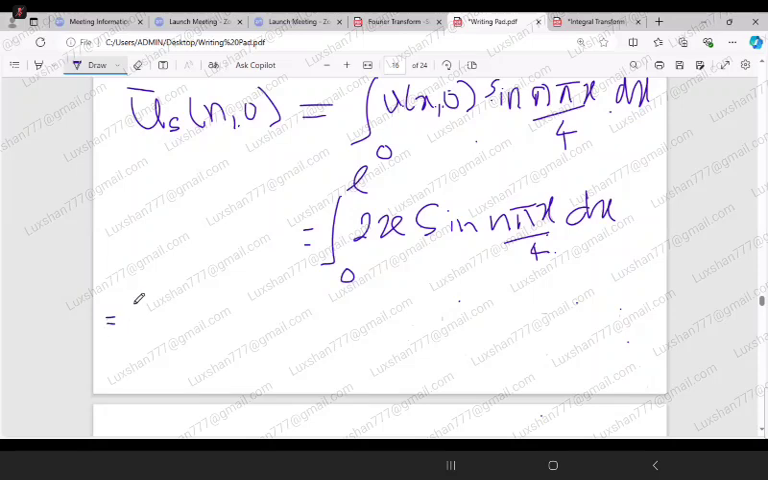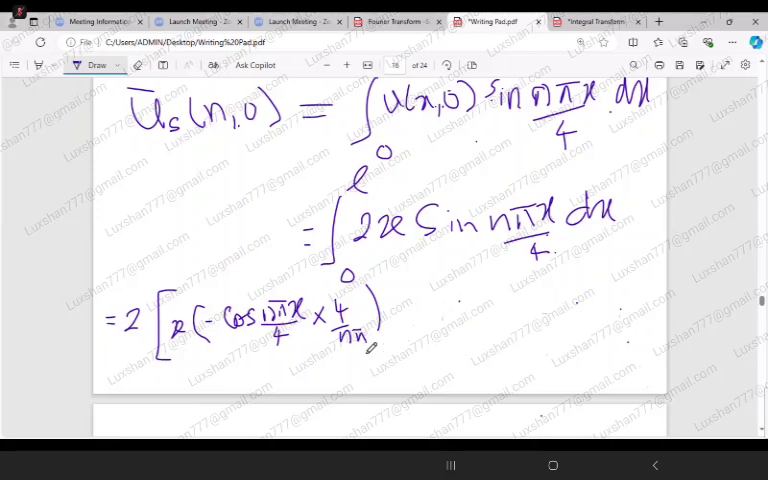So this is equal to 2. I'm taking 2 out. Actually, this is the Fourier sine transform of 2x. So that is equal to first function x into integration of the second function. So integration of the second function is minus, sorry, writing by mouse is a very difficult thing. Minus cos n pi x by 4 into 4 over n pi.